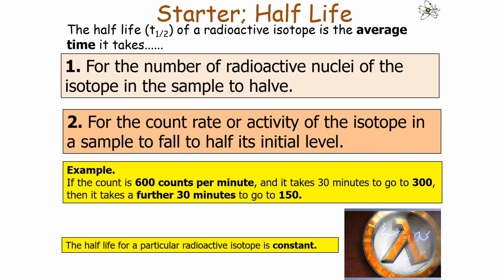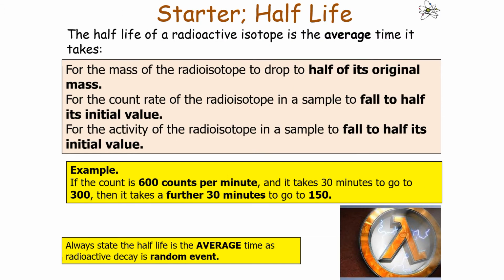Now, the half-life for a particular radioactive isotope is always constant, but we always state that the half-life is the average time because radioactive decay is a random event. So the half-life is the average time it takes for the mass of the radioactive isotope to drop to half its original mass, the count rate of the radioactive isotope in a sample to fall to half its initial value, or for the activity of the radioisotope in a sample to fall to half its initial value.